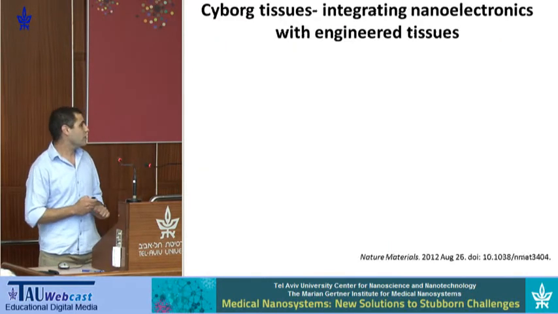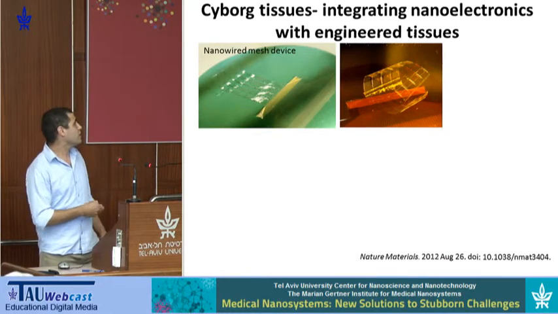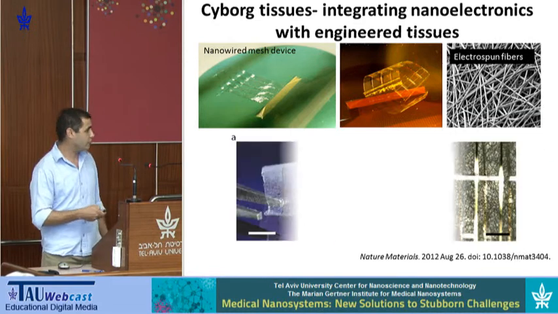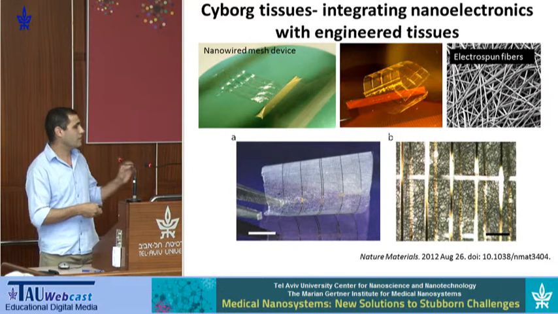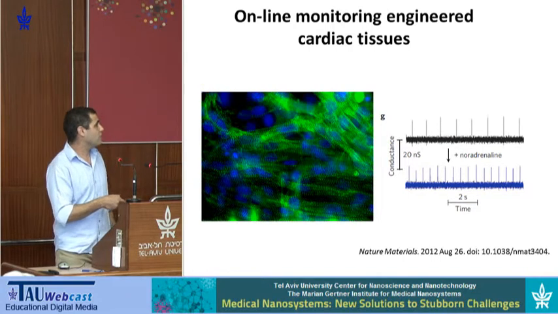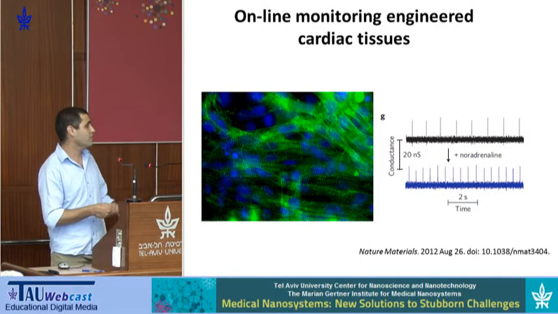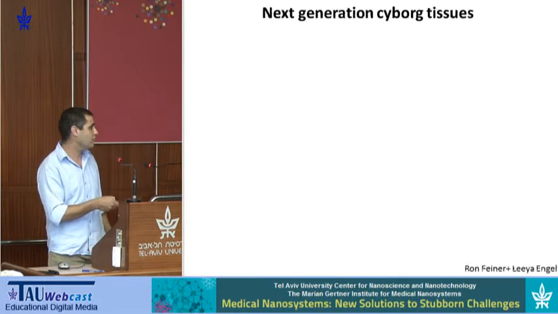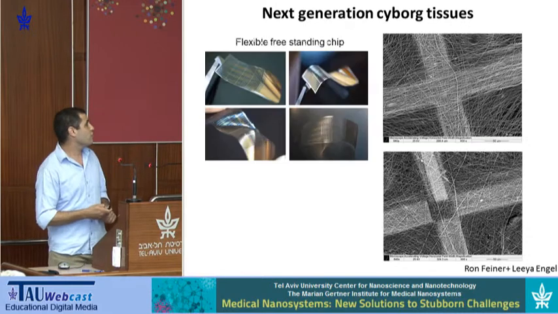The last project that I'm showing now is the cyborg tissues. We're integrating nanoelectronic devices with three-dimensional biomaterials to have these nice scaffolds with tiny sensors within. When we're culturing cells, these three-dimensional biomaterials can record the function of the cells, and when we add drugs, they can immediately sense that. You can see it here. And now we're working on the next generation of cyborg tissue.